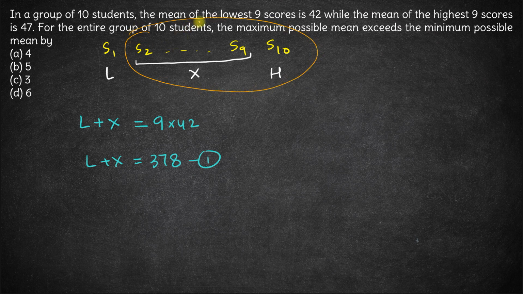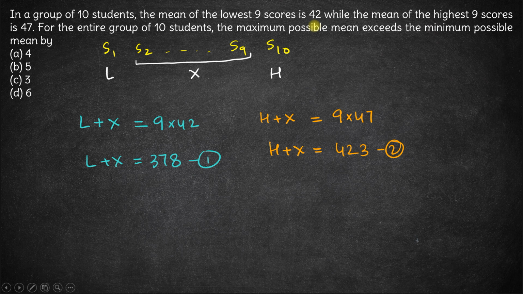Also, it's given that the mean of the highest 9 scores is 47. These are the 9 students with the highest marks. So the sum will be 9 into 47, and this sum will be X plus H. So H plus X comes out to be 9 into 47, which is 423. This is the second equation.